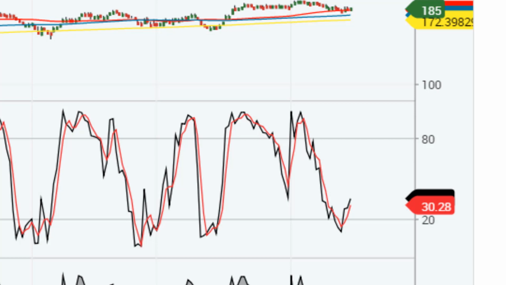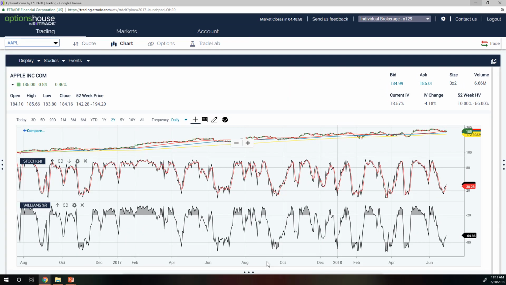But now let's take a look at the two lines. They are exactly the same. And the reason should be simple. Once again, if the glass is 70% full, it's the same thing as saying it's 30% empty. Just two different ways of expressing the same idea. So how do we read Williams %R?